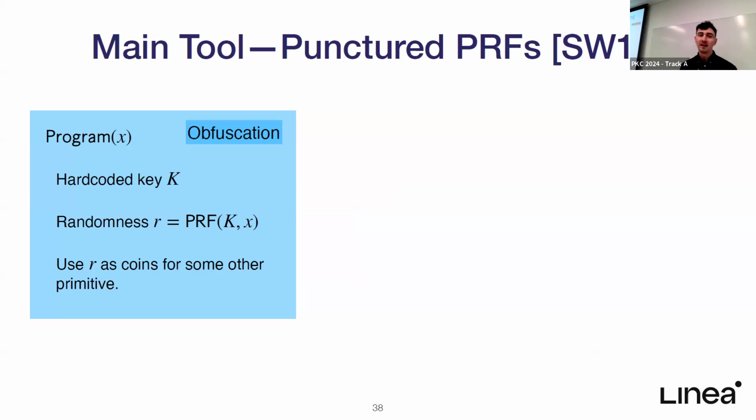And now we're going to look at our main tool, and I'm going to give you a flavor of the construction. The main tool for these obfuscation techniques is puncturable pseudorandom functions. So you have a program with a hard-coded PRF key K in it. You generate some randomness, which is the evaluation of the PRF at a point X, and then you use these points for some other primitive that comes inside the program afterwards.